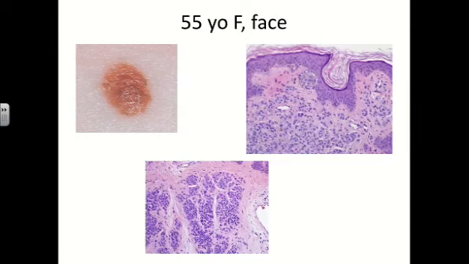It's showing you maturation. If you start with the clinical, you use your ABCDs. This is beautifully circumscribed, uniformly pigmented. It's going to be small. I didn't give you the size. It looks benign, right? And then the microscopic appearance correlates with that. Very good. Compound melanocytic nevus. Questions?